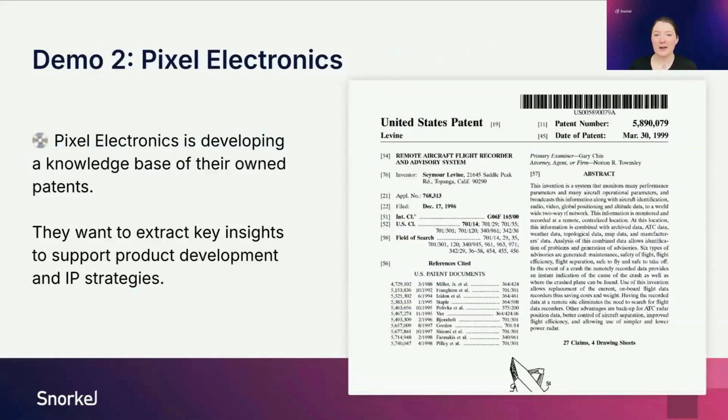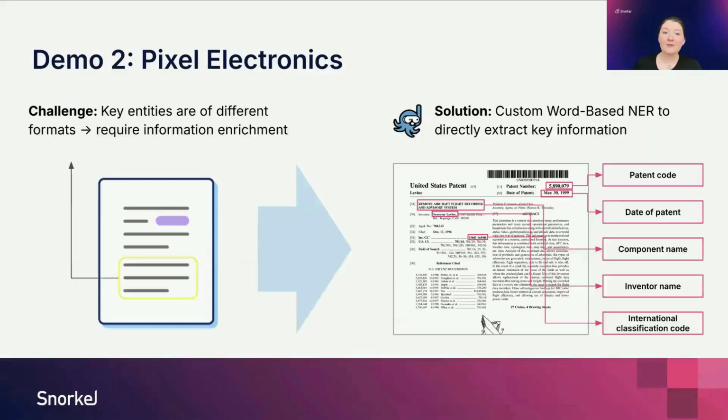So how might a customer use this today? We're going to talk about Pixel Electronics and how they tackled a really interesting use case. Pixel was trying to build a knowledge base using their own patent PDFs. But as you can imagine, patent PDFs are packed with all kinds of complex information, things like patent numbers, filing dates, titles, assignees, so much more. And off-the-shelf models were just not cutting it for them because there were too many different types of entities to extract. So they turned to Snorkel Flow's word-based approach to solve this problem.